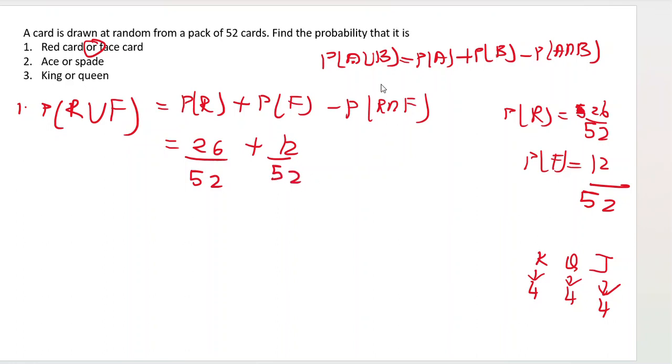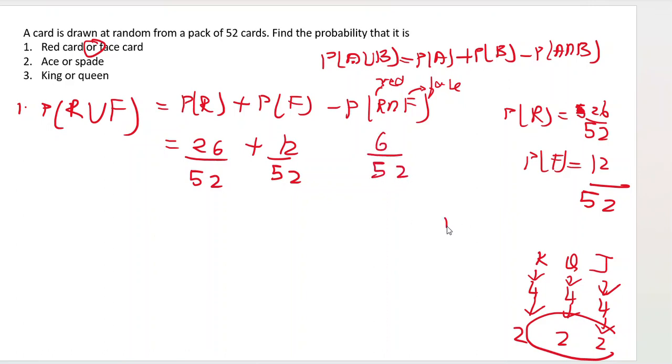And then we take what? We count those cards which are both red and face. Among these face cards, among these 4 kings, only 2 are red. Among these 4 queens, only 2 are red. Among these 4 jacks, only 2 are red. Total, we get the answer as 6 upon 52.